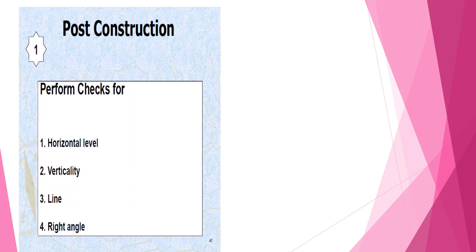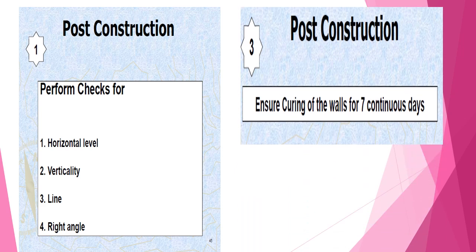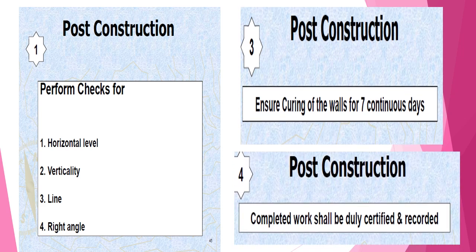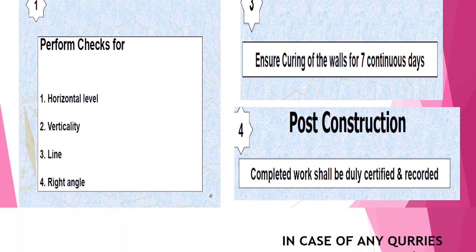Post construction. Things to check: horizontal level, verticality, line and right angle. Ensure curing for 7 continuous days. Completed work shall be certified by the client or the engineer in charge.